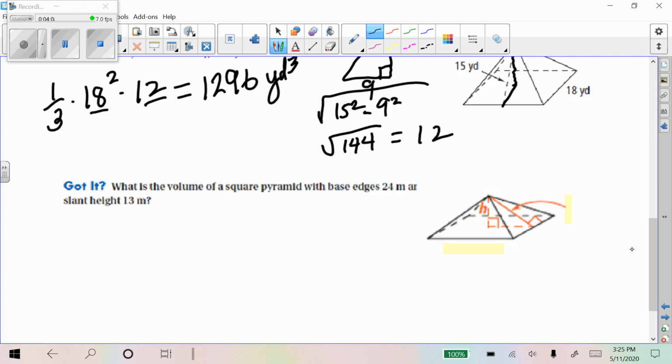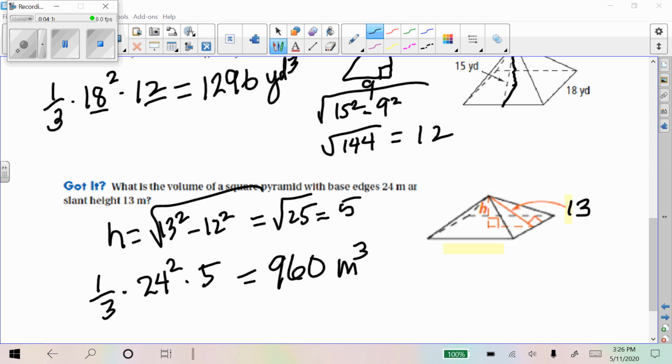All right, see if you got that. Try this one. And you should have got 960 cubic meters for that one. All right, moving on.